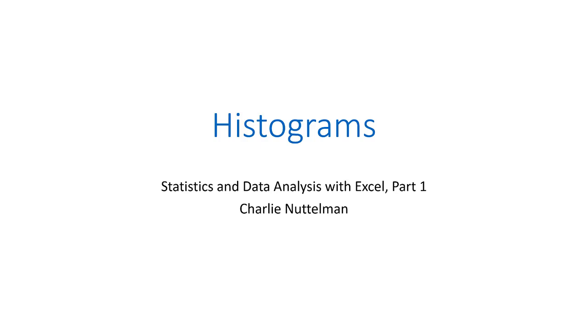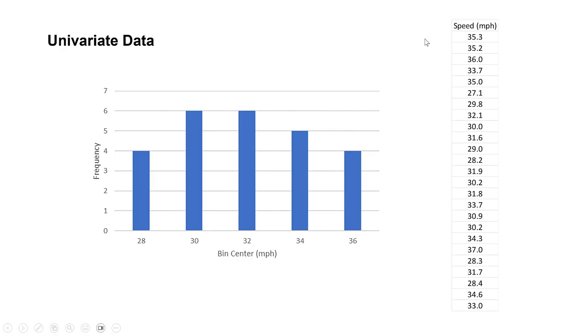All right, in this screencast, I'm going to show you how to make histograms. In a previous screencast on univariate and bivariate data, I showed you this histogram. We've got a bunch of speeds over here, so that's the only thing that was collected. That's the only measurement. And to make a histogram, we're basically going to sort or distribute those observations into bins. In this case, we have 5 bins. The bin centers are along the x-axis, and then the frequencies are along the y-axis.